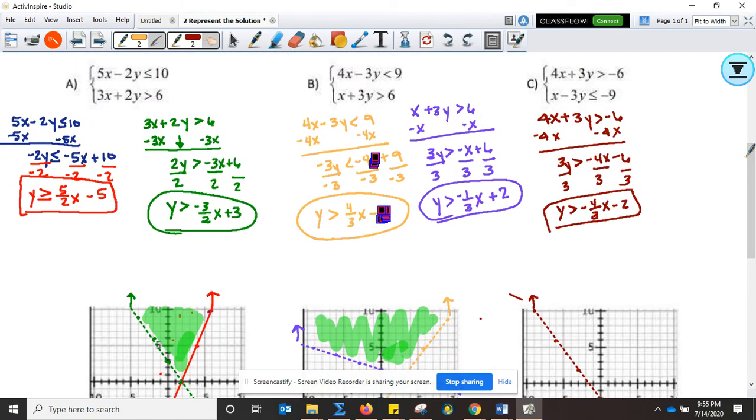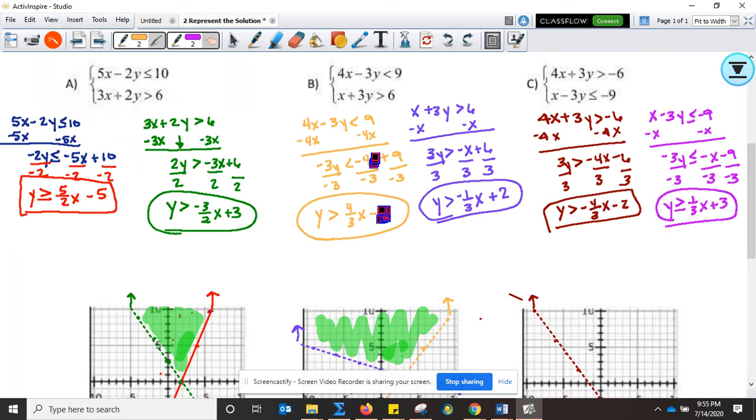X minus 3y is less than or equal to negative 9. All right, so let's graph this one. X minus 3y is less than or equal to negative 9. So subtract x. Negative 3y is less than or equal to negative x minus 9. Divide every single term by negative 3. And I have y. And since I divided by a negative, it's going to reverse my inequality, greater than or equal to 1/3 x. Negative divided by a negative is a positive, so plus 3.